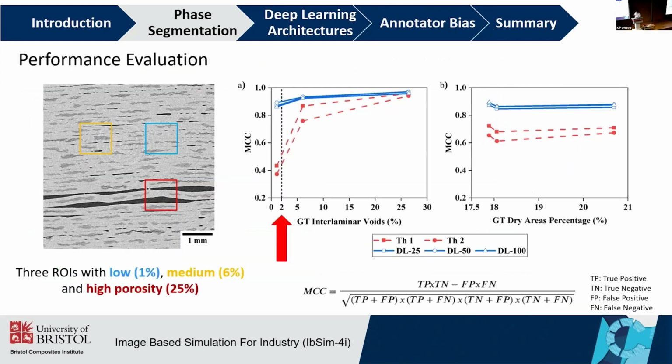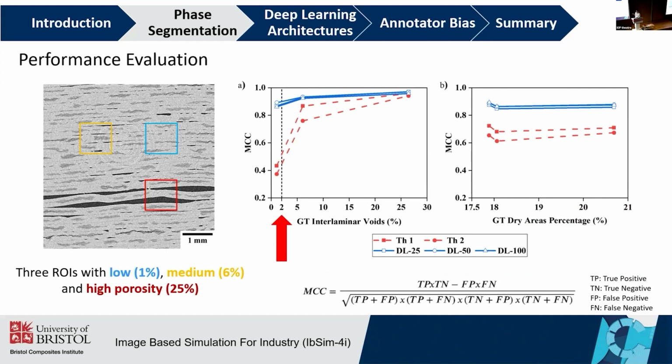Then we wanted to evaluate the performance of the deep learning models in the segmentation of different ranges of porosity: low porosity 1%, medium porosity 6%, high porosity 25%. We used this metric, the Matthews correlation coefficient. And we observe that deep learning works really well in segmentation of small voids. Actually, it detects voids below the commonly accepted level of porosity of 2%, whereas thresholding struggles a lot in segmentation of voids in those areas.